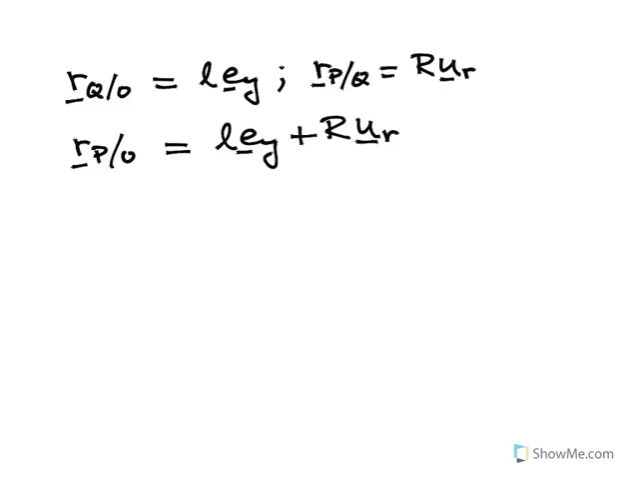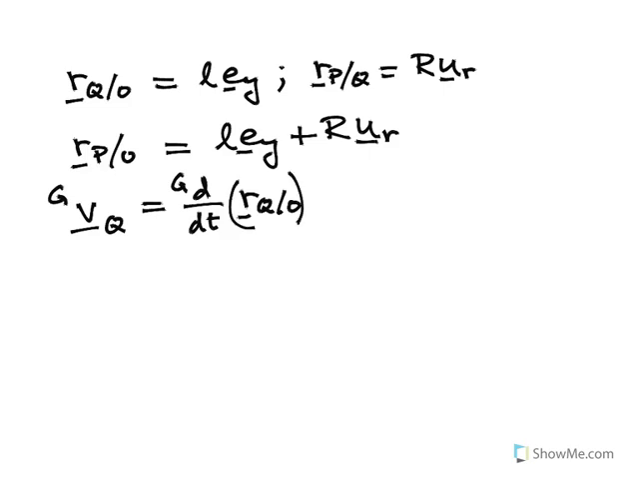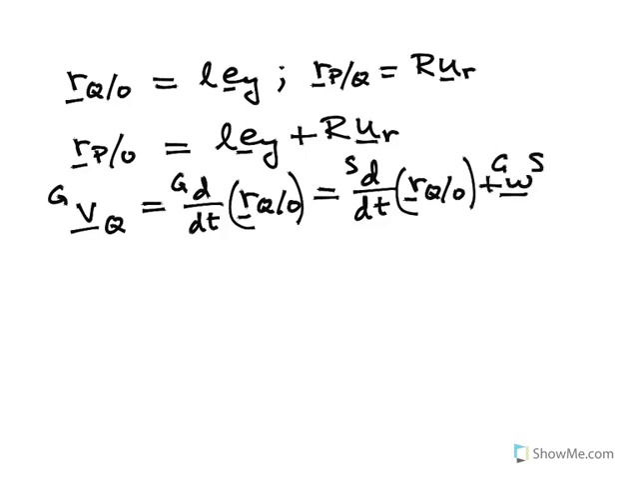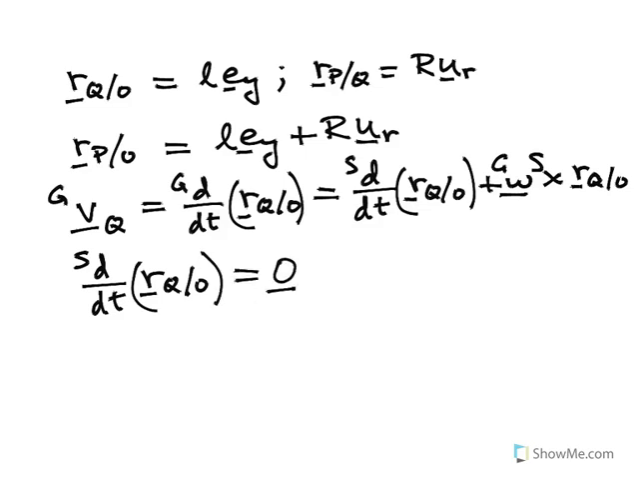So let's do that. So we know that the velocity of point Q, as viewed by an observer fixed to the ground, is equal to the rate of change in the ground of the position of Q relative to O. But the position of Q relative to O is expressed in a basis that's fixed in reference frame S. So this is d dt in S of the position of Q relative to O plus the angular velocity of S in G crossed with the position of Q relative to O. Now d dt in S of the position of Q relative to O is equal to 0 because L is constant and EY is fixed in S.